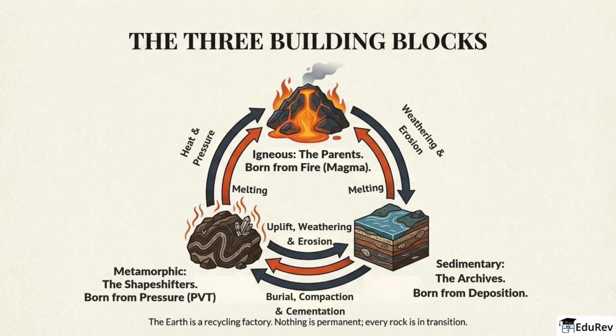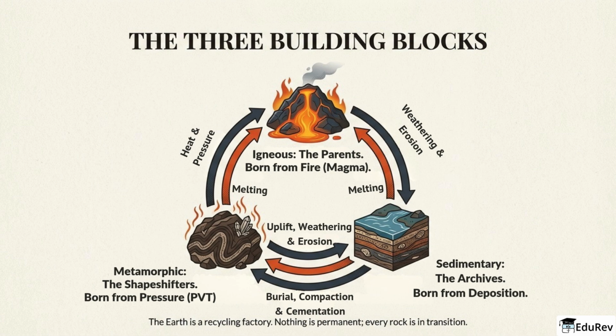And notice the arrows. Weathering and erosion moves rock material towards sediments. Burial, compaction, and cementation convert sediments into sedimentary rock. Heat and pressure pushes rocks into metamorphic forms. And melting can take them back into magma, creating igneous rock again. The line at the bottom is the mindset. The Earth is a recycling factory. Nothing is permanent. Every rock is in transition.